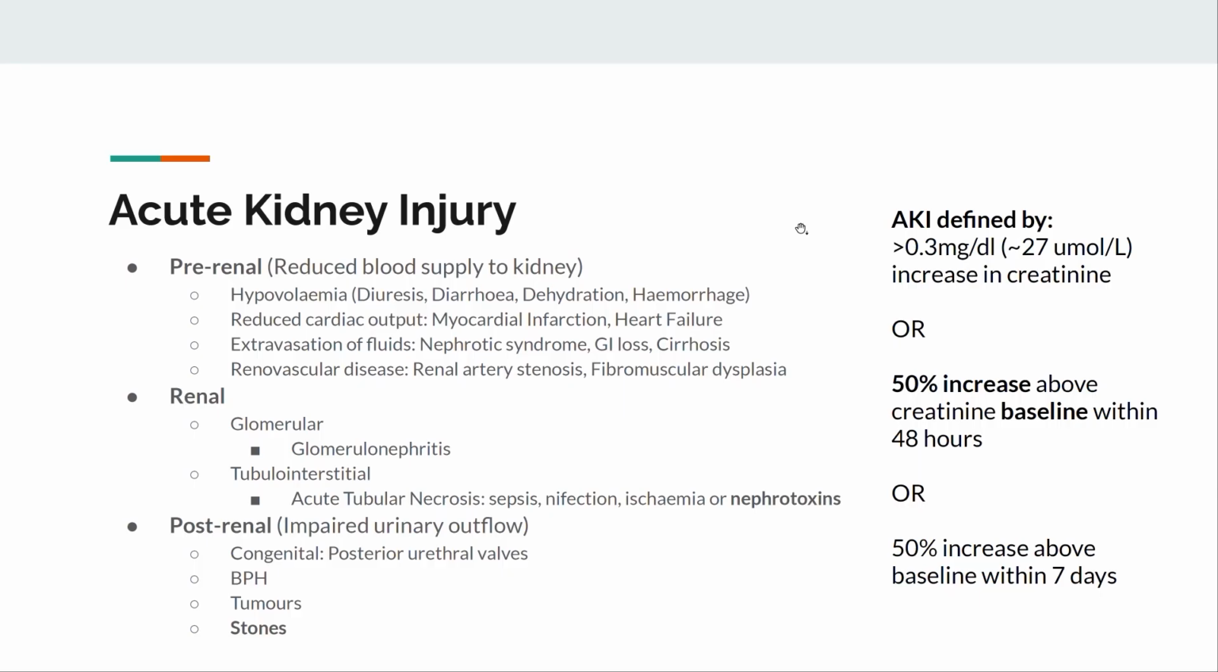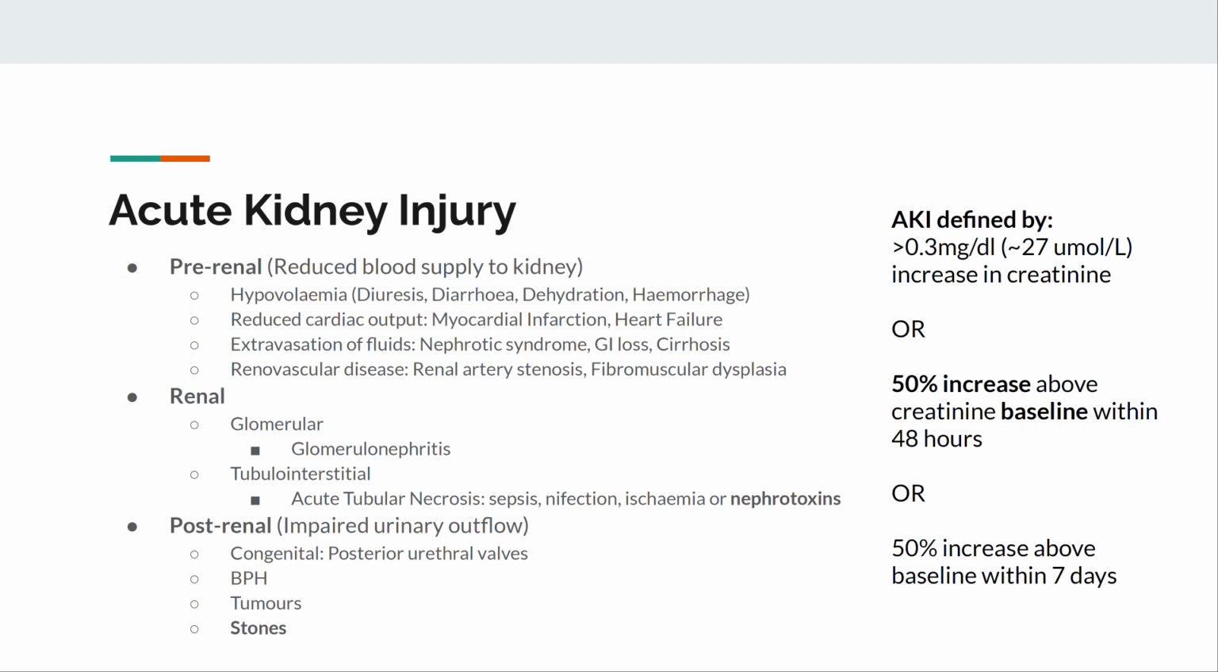Acute kidney injury. The best way to understand this is firstly the definition. The easiest definition is to say that there's been a 50% increase in creatinine within the past 7 days above baseline, or within the past 2 days, or an increase of 27 micromoles at any point. The kidney injury can be before the kidney, at the kidney, or after the kidney: pre, intra, and post-renal.